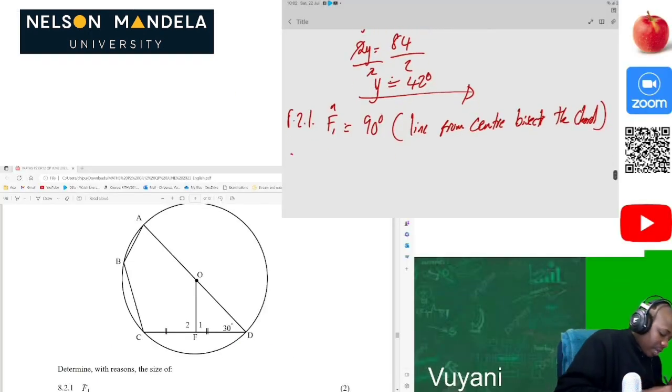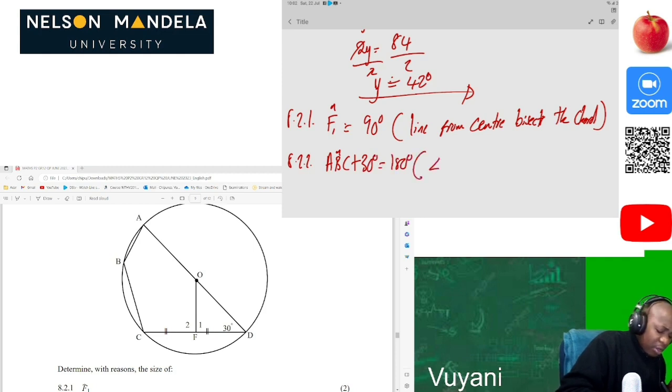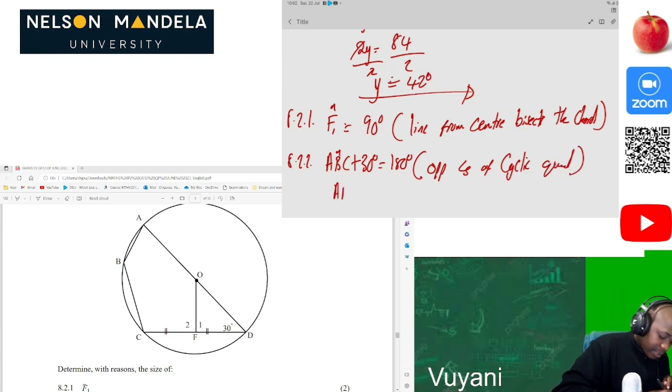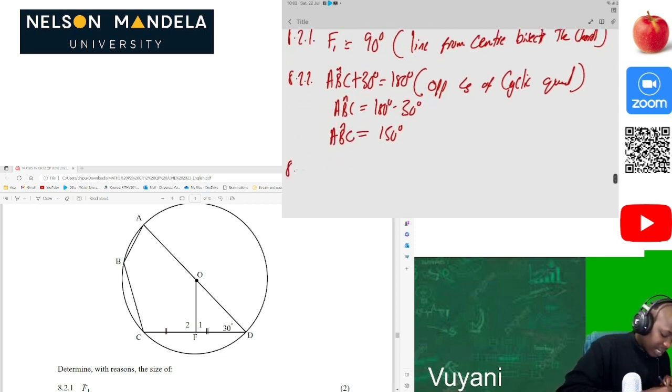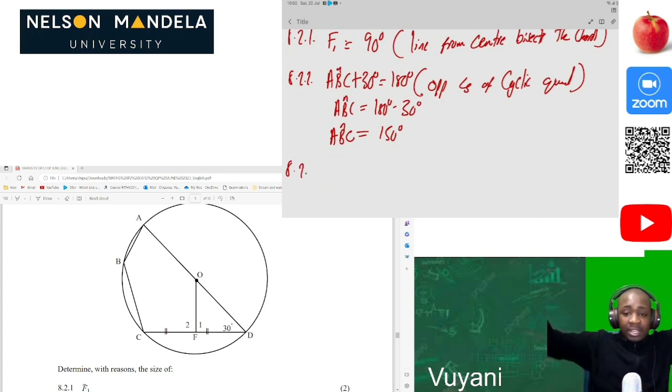Okay, so 8.2.2, we are saying that angle ABC plus 30 degrees is equal to 180 degrees. Why? Opposite angles of a cyclic quad. This is so nice. So now ABC is equal to 180 degrees minus 30, which is equal to 150 degrees. So the angle they've asked us for is equal to 150 degrees. Just like that, we are happy. This is the beauty of Euclidean geometry. So please make sure that you don't make any mistakes.